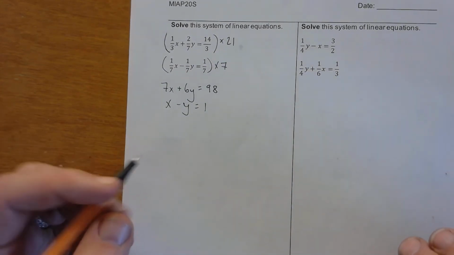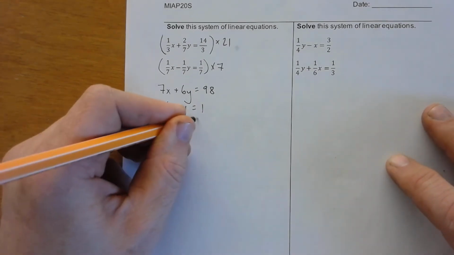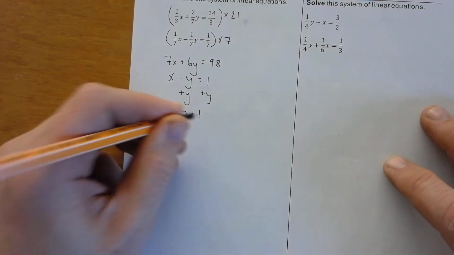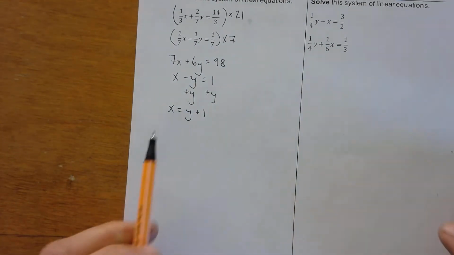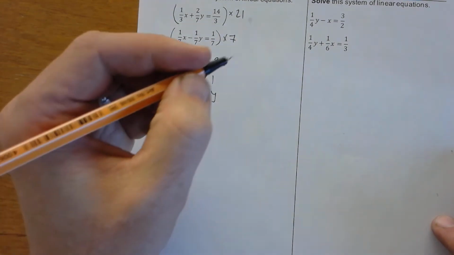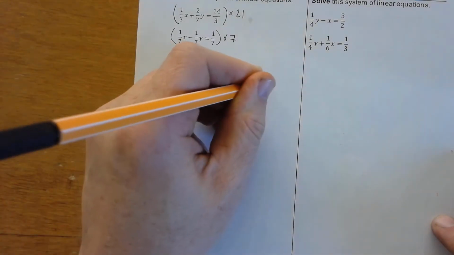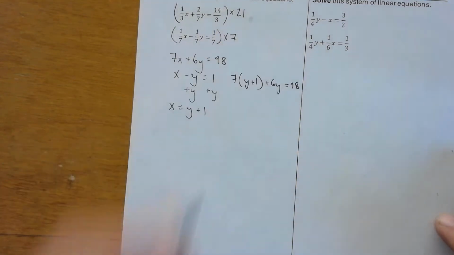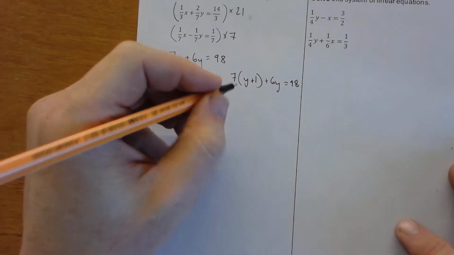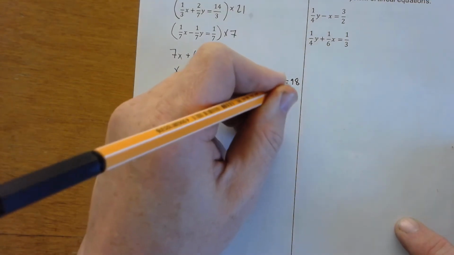At this point, I'm going to take the second equation and do substitution again. I'm going to add y to both sides, and that second equation becomes x equals y plus 1. I'm going to substitute that into the 7x plus 6y equals 98. So 7 times x, which is y plus 1, plus 6y is 98. Now I'm going to distribute the 7 into the brackets, and I get 7y plus 7 plus 6y equals 98.